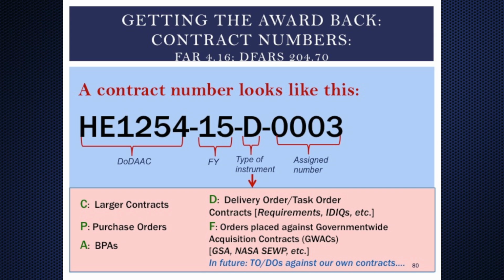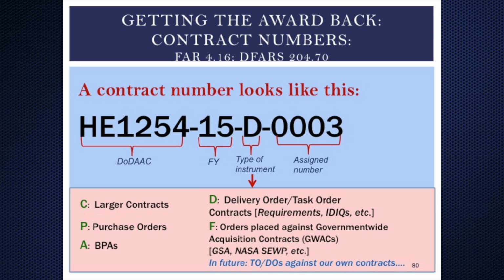Okay, a C contract is a large contract that's not an ordering contract or an order. Basically, a lot of times you'll have a base year with option years. That'll be a C contract usually, if there's no ordering terms. It's over the simplified acquisition threshold usually, or the SAT.